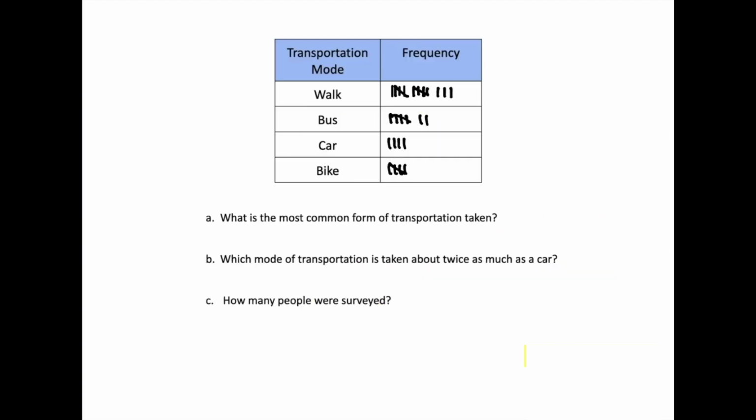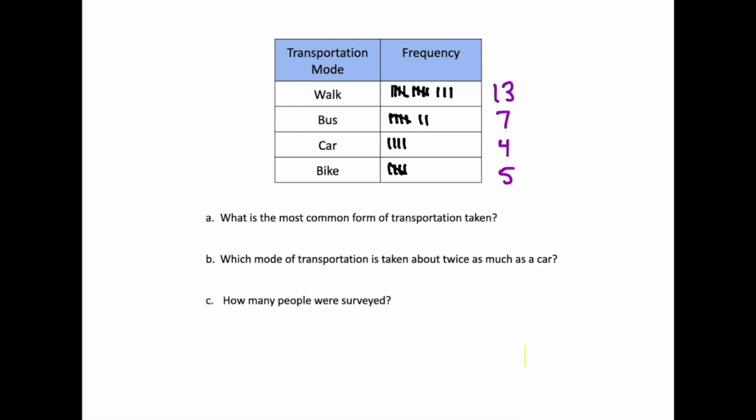Lastly, we're going to talk about a frequency table. A frequency table lists a set of values and how often each one appears. They may include tally marks and totals to show the frequency, or the number of times a specific data value occurs in a data set. When I have tallies, the first thing I like to do is add my totals on the right. Now that I've added my totals, we can answer the questions.